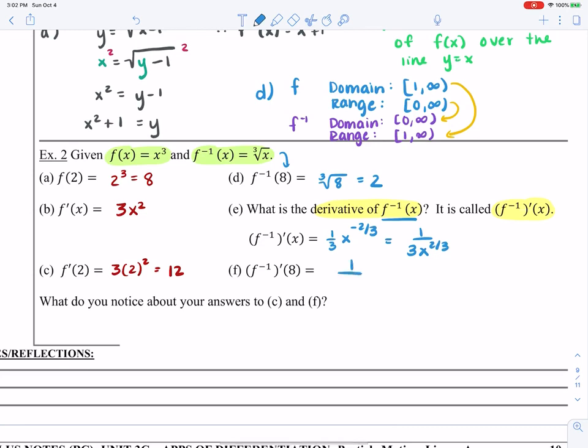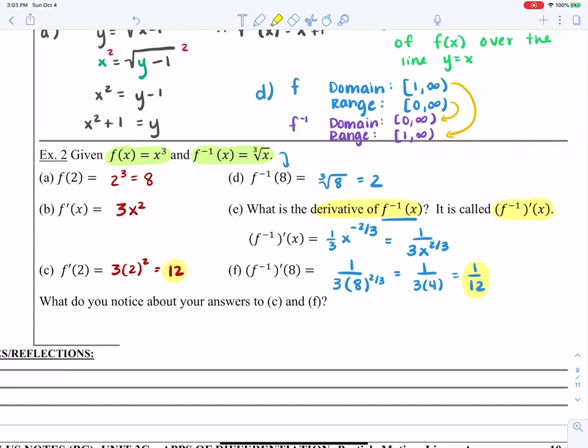And then let's also plug in 8 into this function. So let's plug in 8 into the inverse: 3 times 8 to the 2/3 power. So cube root of 8 would be 2, and 2 squared would be 4, so 3 times 4, and we get 1/12. Now, it is not a mistake that this derivative is 12, and this derivative is 1/12.